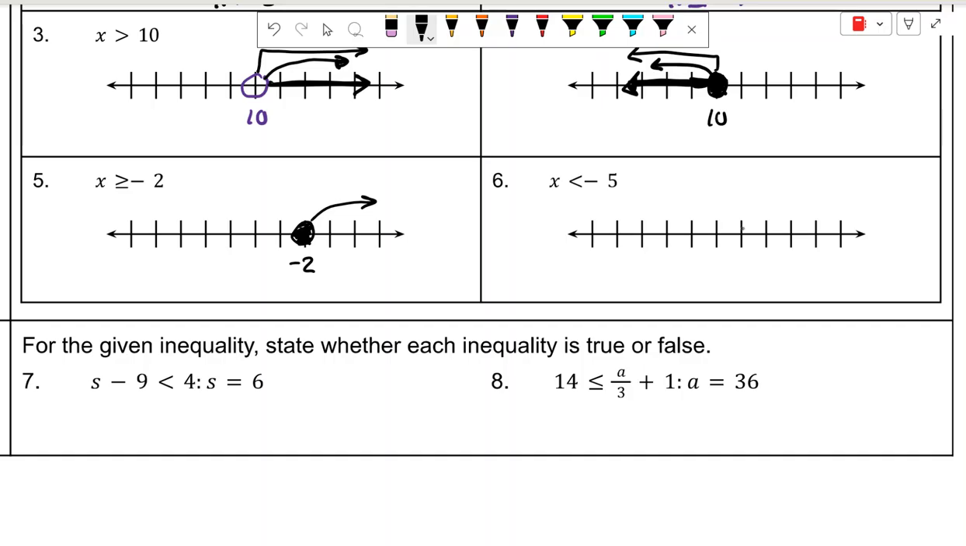And the last one, pick any spot here. I'll choose this one, call it negative 5, and x is less than. So we're going to go to the less than side. If you get confused, to the left is less, and to the right is greater. Now this one doesn't get colored in because it does not include negative 5.